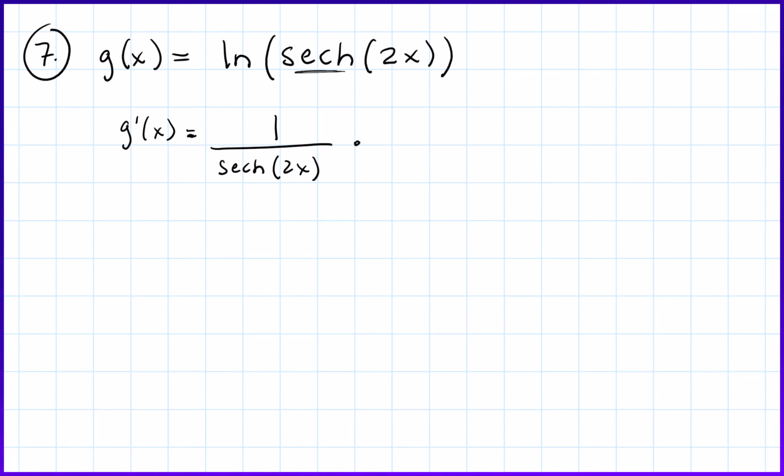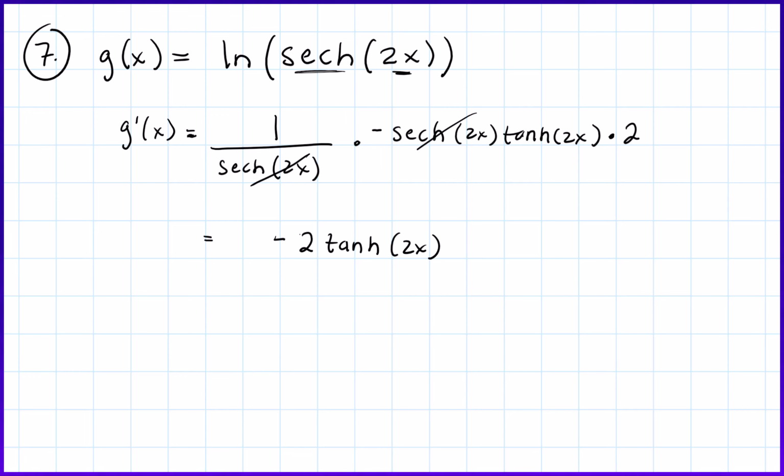So the derivative of the hyperbolic secant is negative hyperbolic secant of 2x times hyperbolic tangent of 2x. Then I have to multiply by the derivative of the innermost function, which is 2x. So I've got my 2 right there. And notice that we've got some reduction here, and this becomes minus 2 hyperbolic tangent of 2x. And that is my derivative simplified down really nicely.